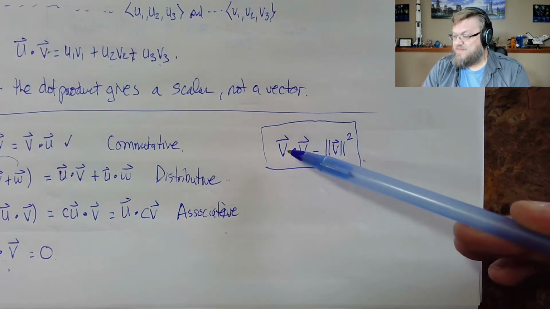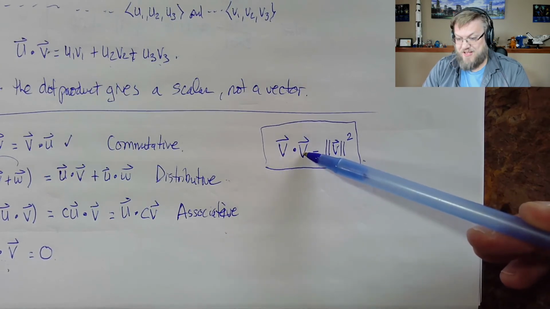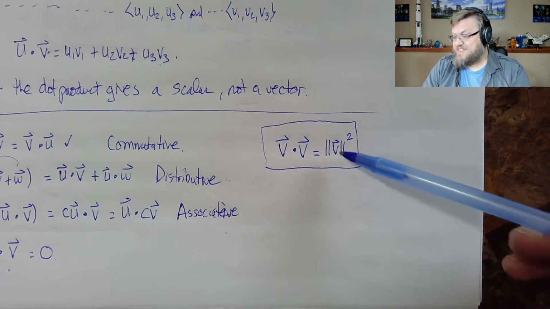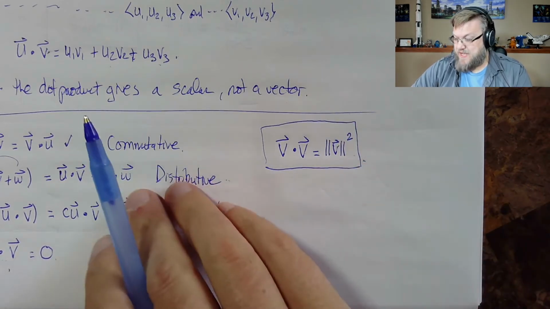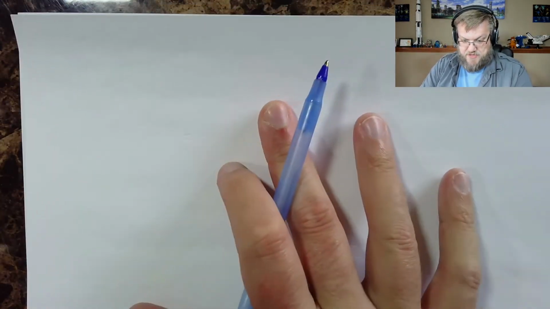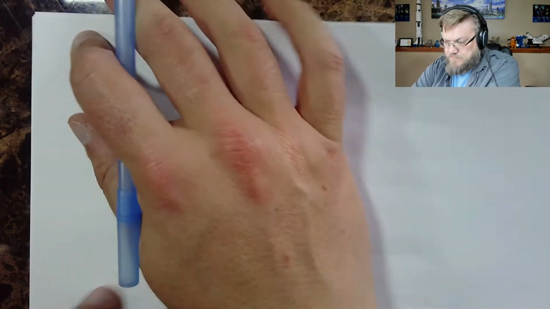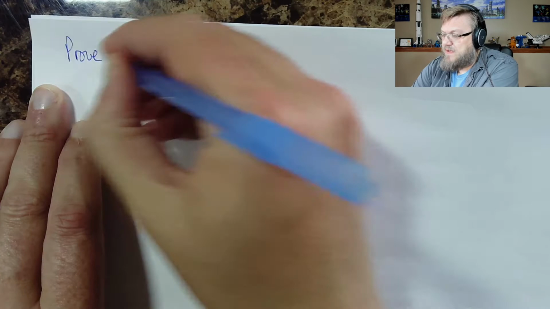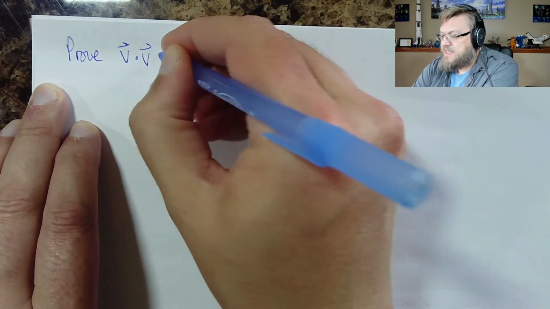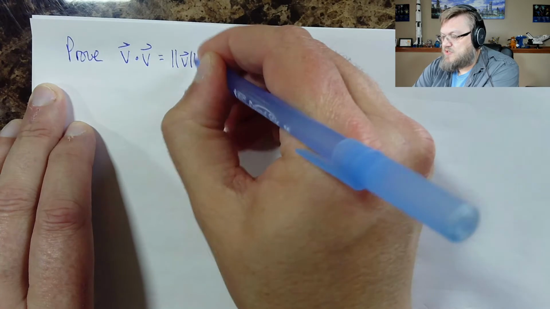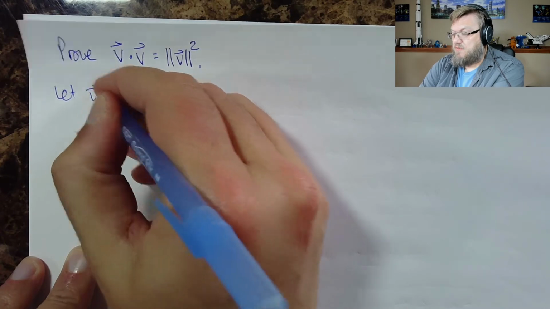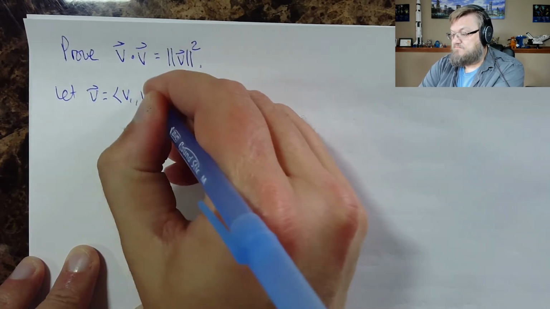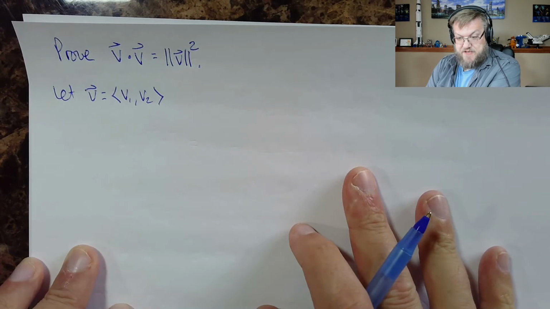Isn't that kind of nice? When I dot product a vector with itself, the number that I get after doing that is the magnitude of that vector squared. Let's actually prove this one. This one is not bad at all. I'm going to prove the two-dimensional version of it, and the same exact argument works for 3 dimensions. So prove v dot v is equal to the magnitude of v squared. To do this, I'm going to let v equal v1, v2. Any generic two-dimensional vector you like.